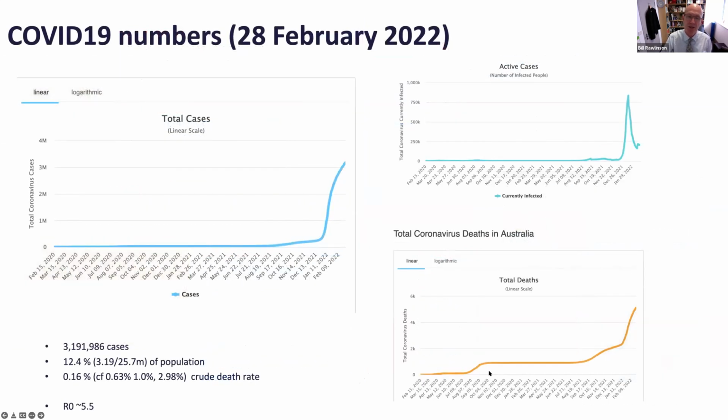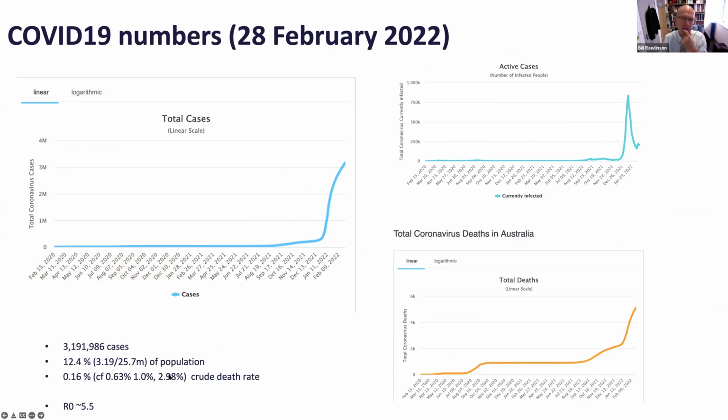And the number of deaths, and I mentioned that some of the viruses seem to cause less deaths than others, on this bottom right, shows that they were pretty stable over 2020-21. And then around about October of last year, the number of deaths went up, initially above a couple of thousand and now approaching 5,000. So there's been now about 3.1 million cases in Australia, which is 12.4% of our total population. And initially, the crude death rate was about 3%.